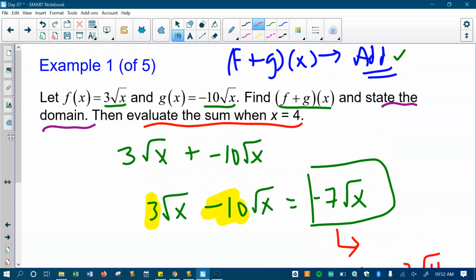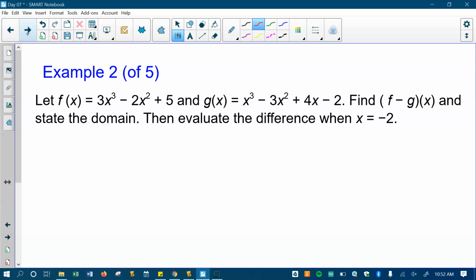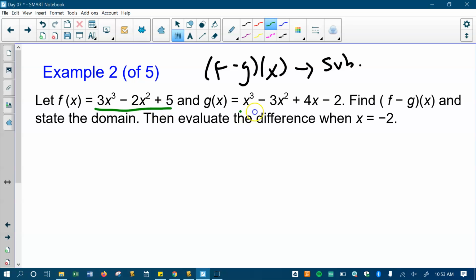So let's go to example 2, because I just want to get the general idea down. This one says to subtract. So it gives us these two things here, f of x and g of x. It says find f minus g of x and state the domain, and then evaluate the difference when x equals negative 2. So whenever you see this, this is a very, very fancy way of just saying subtract the two things that you see. So we are going to subtract this part and that part. So let's go and do it.